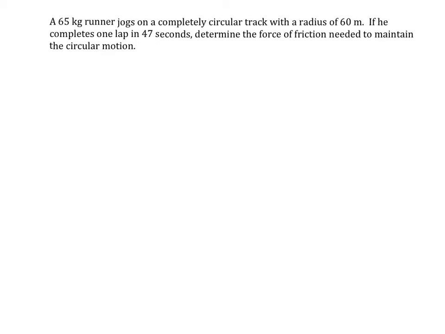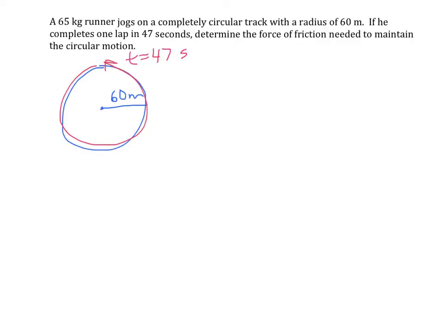Alright, here we have a runner jogging on a completely circular track. They don't probably exist very much, but let's just say they do, with a radius of 60 meters. And according to this, he or she is able to do one lap in 47 seconds. So the time is 47 seconds. And we need to find the force of friction needed to do this.